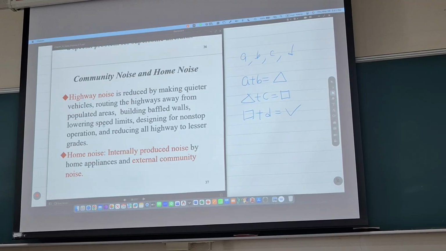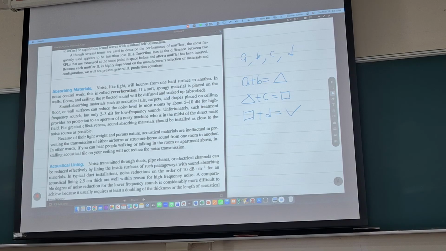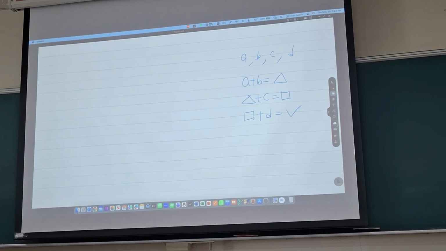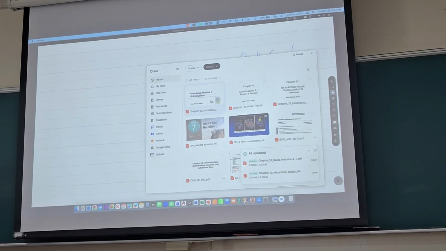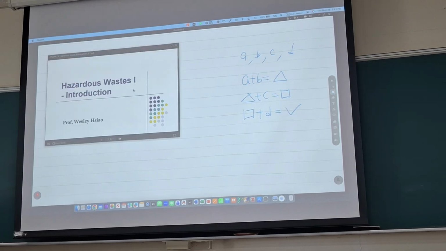Okay, the rest of it is easy. Please read by yourself. We need to go over one more topic. Students, please open this one: the Harvest Waste Introduction.